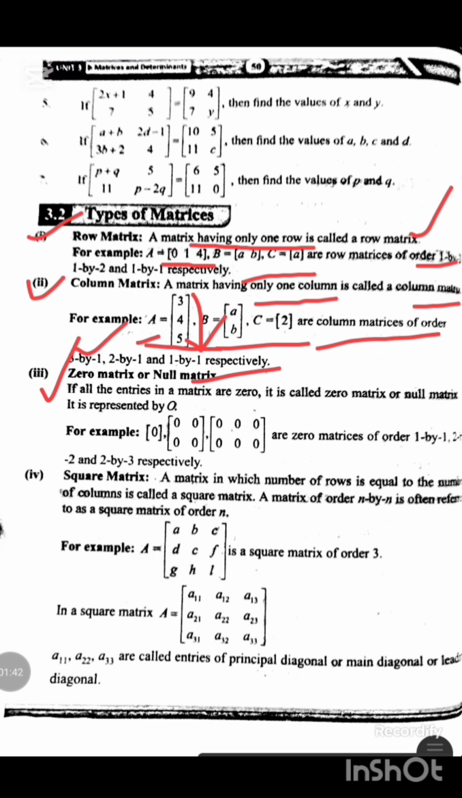Next we have zero matrix or null matrix. If all the entries in a matrix are 0, it is called a zero matrix or null matrix. It is represented by capital O.